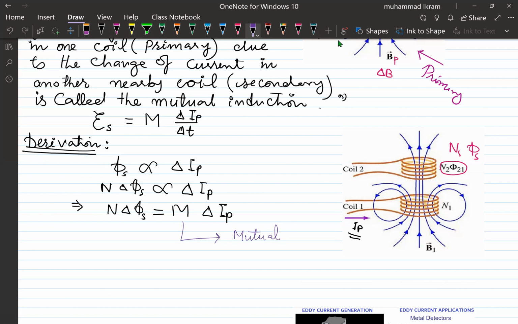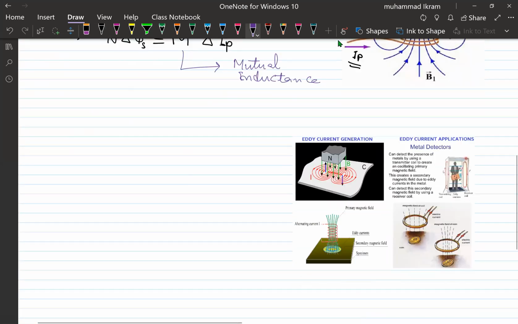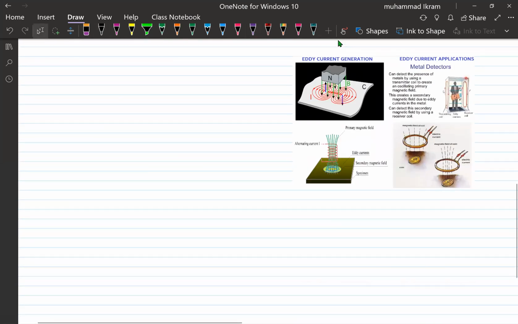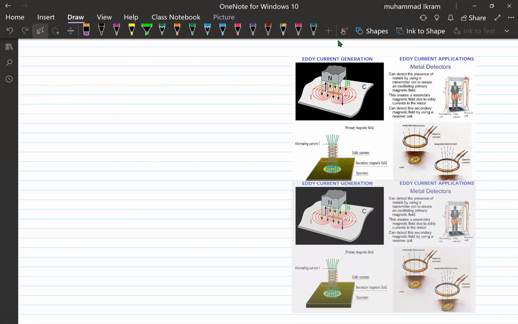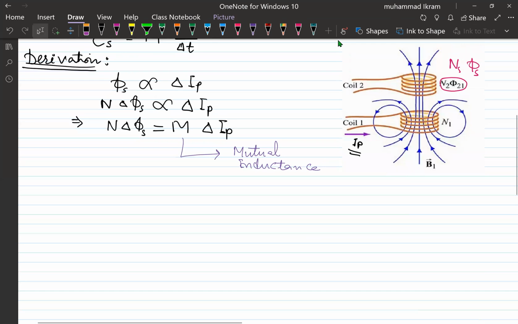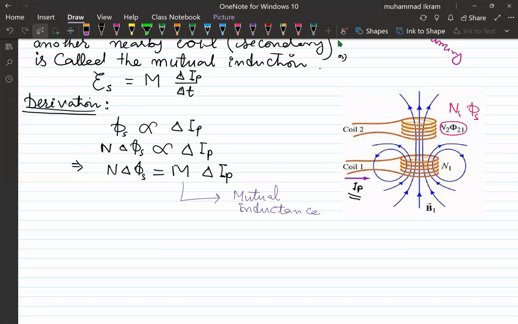The mutual constant of proportionality is called the mutual inductance, right? And this mutual inductance of the circuit depends on a few important things, right? First, this purely depends on the geometric properties of the coil.